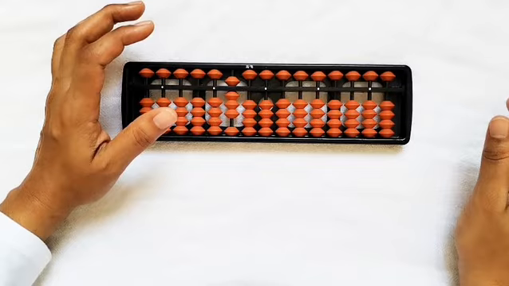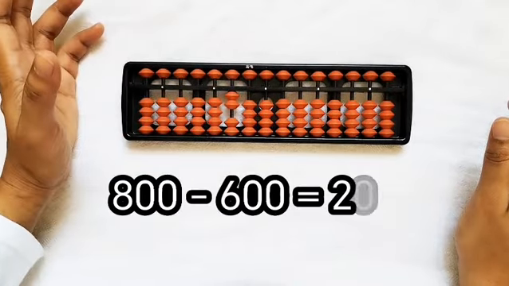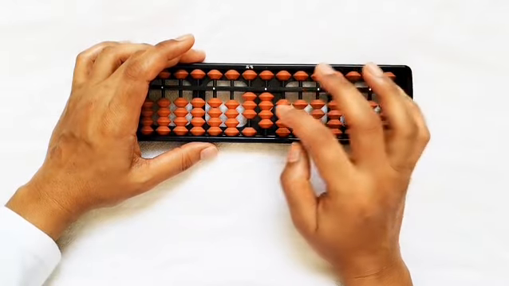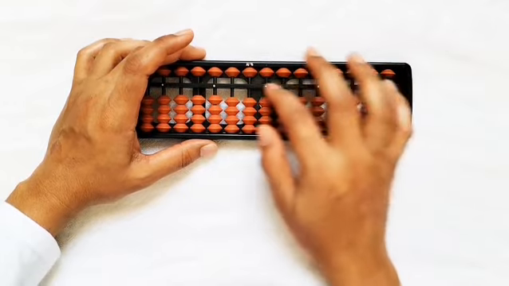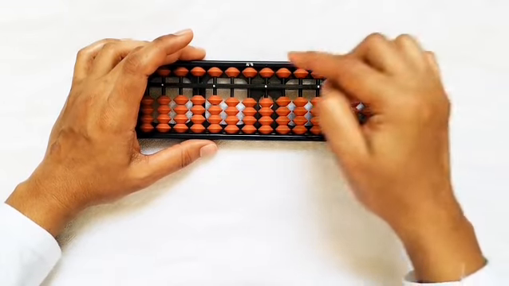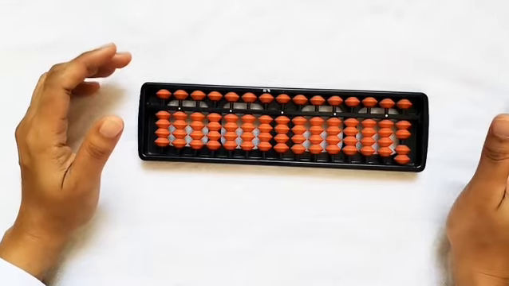800 less 600. The answer is 200. Okay, did you understand this? When we add, the earth bead goes up. When we subtract, the earth bead goes down. And same thing with the heaven beads. When we add, the heaven bead comes down, and when we subtract, the heaven bead goes up to the resting position. So this was pretty easy.